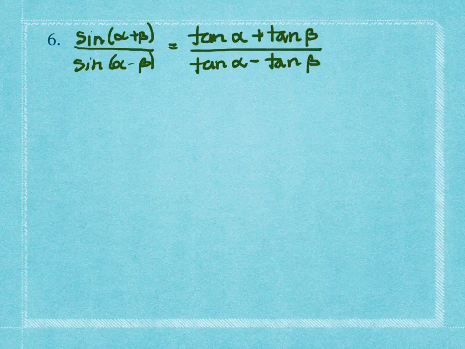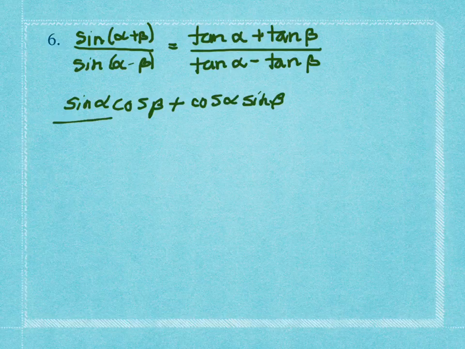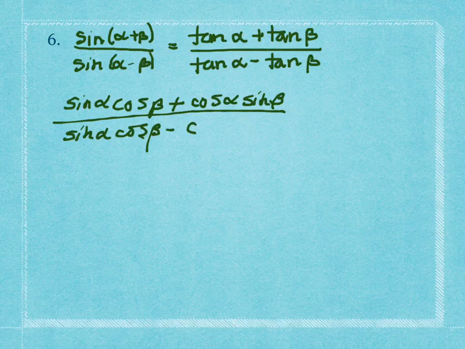So somebody tell me what this formula is for sine of alpha plus beta that will become my new numerator. Sine alpha cosine beta plus cosine alpha sine beta. Okay? And someone else tell me what the denominator is with the formula. Sine alpha cosine beta minus cosine alpha sine beta. And I'm trying to get this to have tangent of alpha and tangent of beta, or tangent of alpha minus tangent of beta, and so forth.